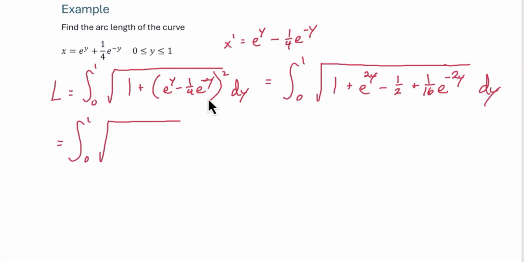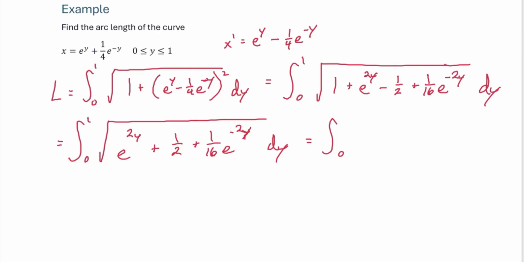A little more work under the radical. We can combine like terms. We'll get e to the 2y plus 1/2 plus 1/16 e to the negative 2y dy. It may not be super obvious at first glance, but that is actually a perfect square trinomial. We can write that as a quantity squared.